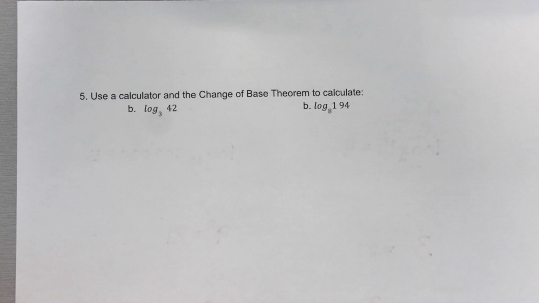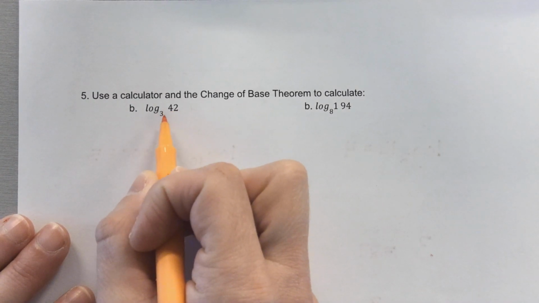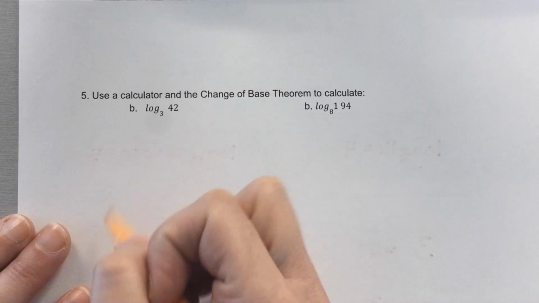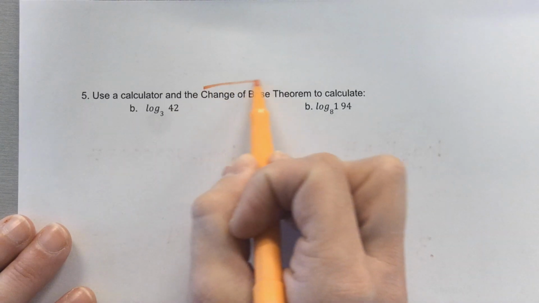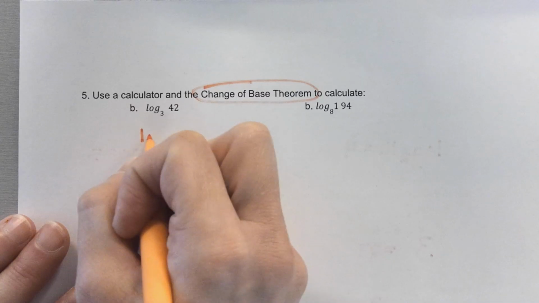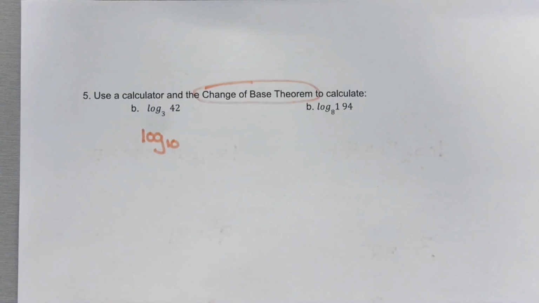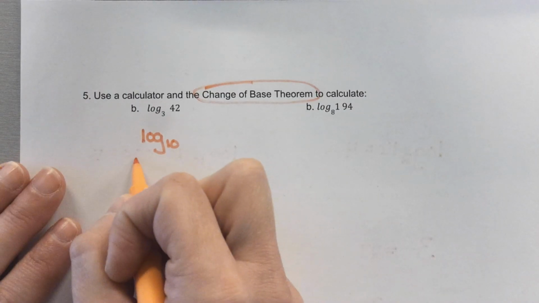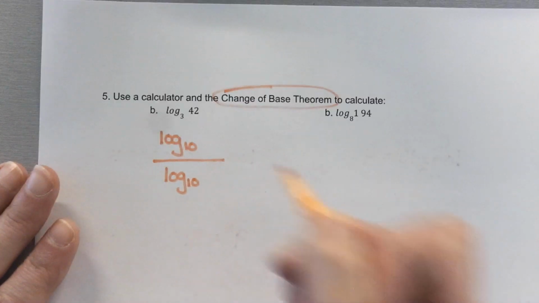Okay. So, do you see how when you look at this, you can't say, oh, 3 to this power is 42? So this is where we need to use what's called the change of base theorem, or the change of base formula. Here's how it works. We always change the base to base 10 because it's a button on our calculator. So log to the base 10, do you remember setting it up as a fraction?